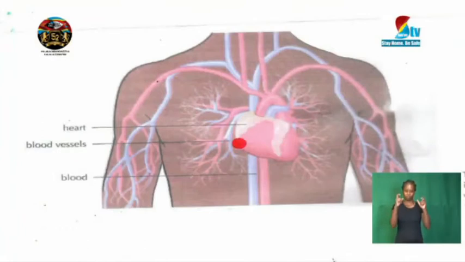I did mention the function of the heart, whereby I said that it is the pumping organ. And now I will show you briefly the blood vessels. These are blood vessels, the blue one as well as the red one. And then we also have blood. Blood is inside the blood vessels. Those are the organs found there.